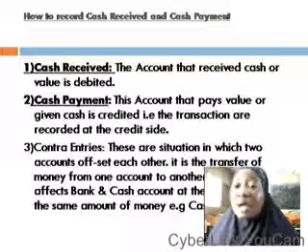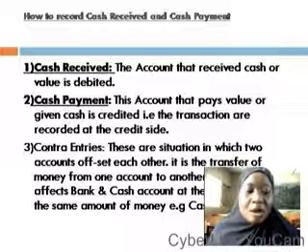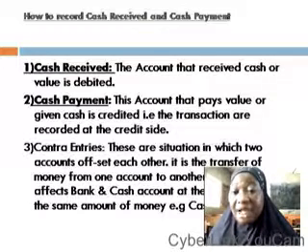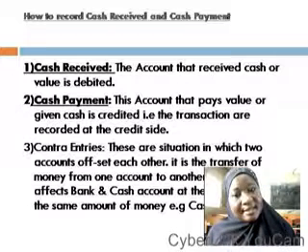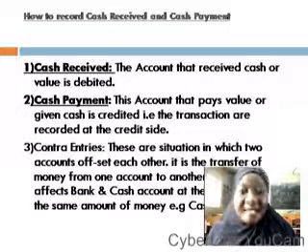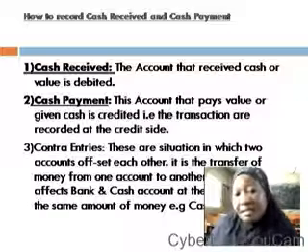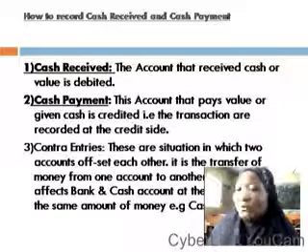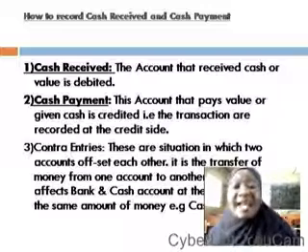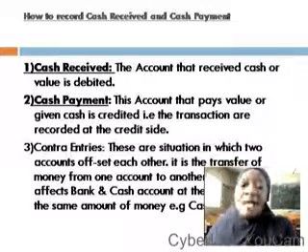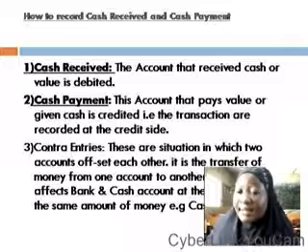Then, how to record cash received and cash payment. The account that receives cash value is debited. I have already said it: you debit the receiver while you credit the giver. That is the rule of double entry. If you are receiving cash, you post it at the debit side. Then if you are paying cash, it will be posted at the credit side.